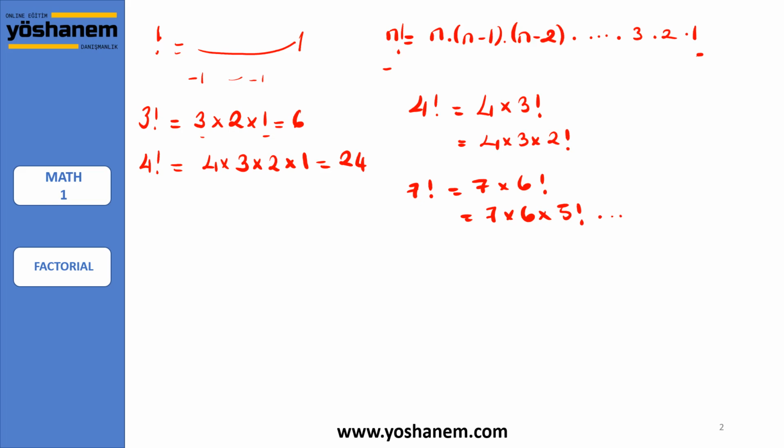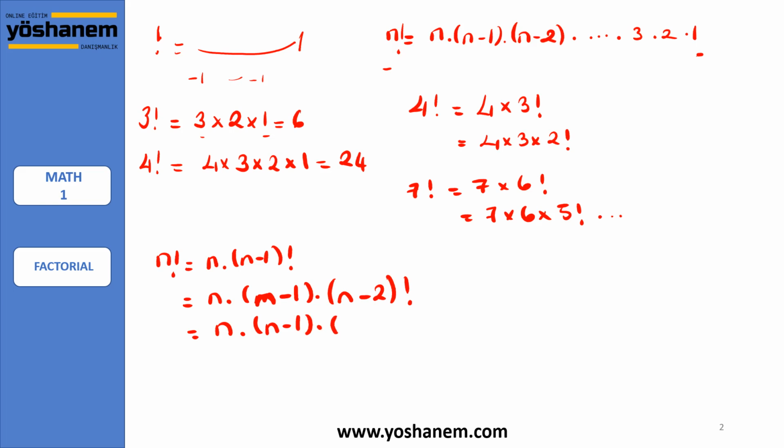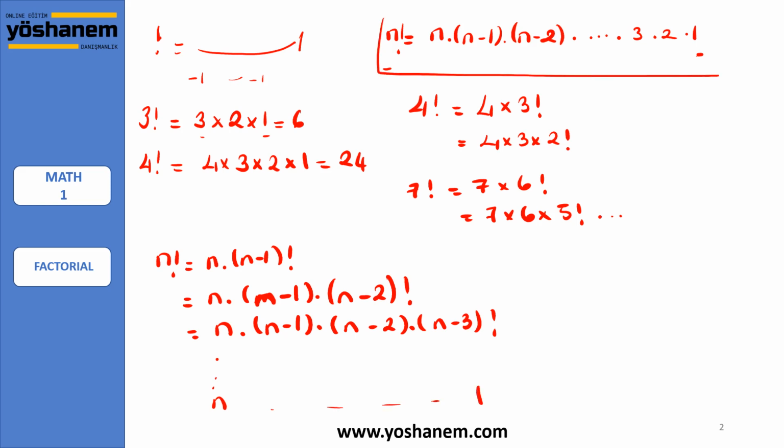So for n factorial, you can write it as n times n minus 1 factorial, or n times n minus 1 times n minus 2 factorial, or n times n minus 1 times n minus 2 times n minus 3 factorial. If you write all the way from n to 1, you'll have this.